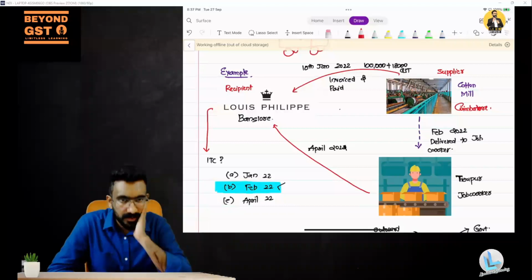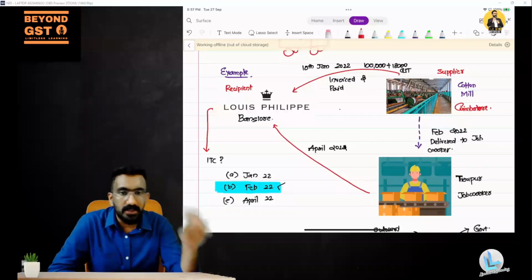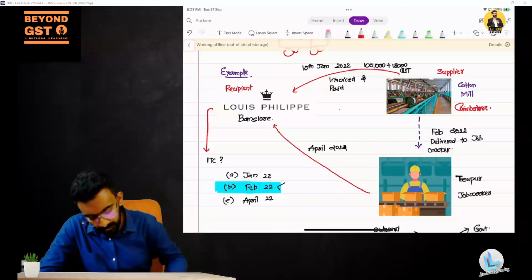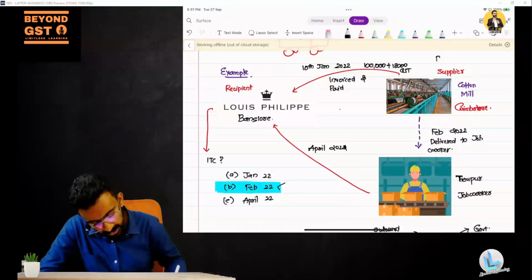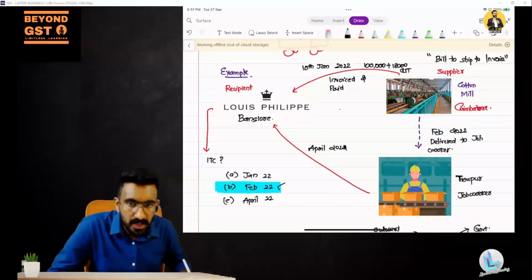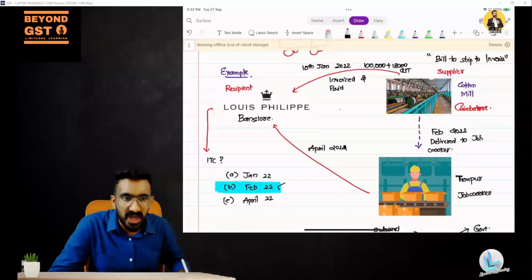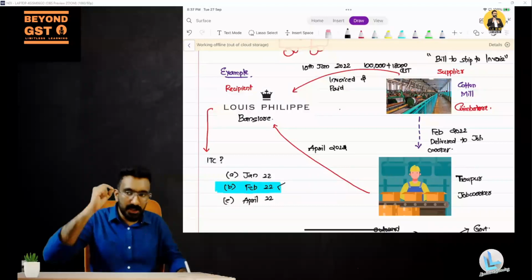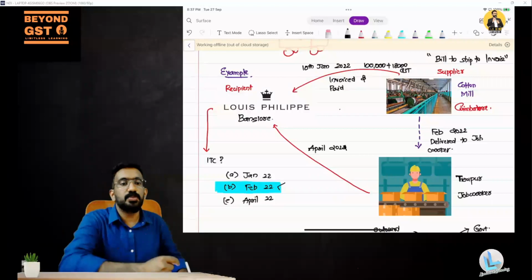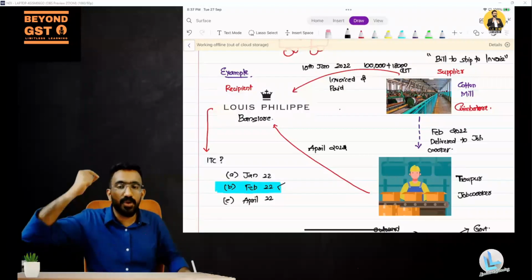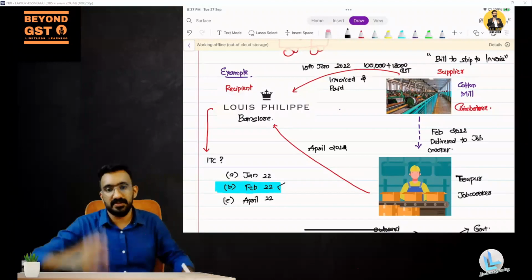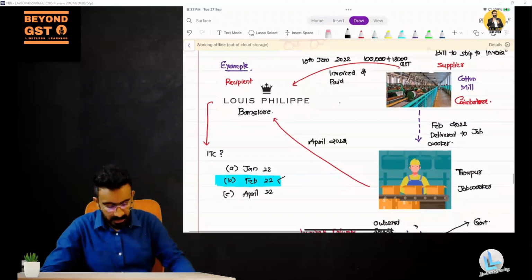This is the provision. Now the invoice issued by this cotton mill will be a peculiar invoice. That invoice is called a bill to ship to invoice. The invoice issued by this cotton mill will be called a bill to ship to invoice. Why is it called a bill to ship to invoice? Because it is billed to Louis Philippe and the delivery is done to the Tirupur job worker. It's billed to LP and it's shipped to the Tirupur job worker. So can LP take the credit on a bill to ship to invoice? The answer is yes, in the month in which it is received by the third party.